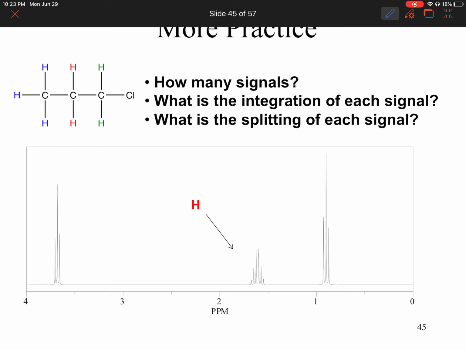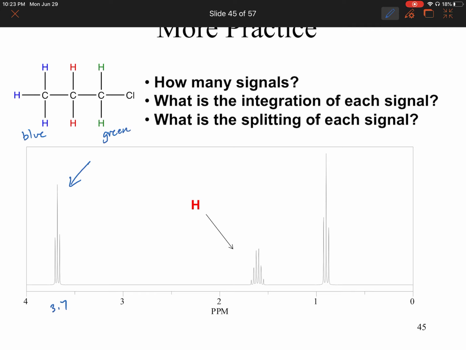We see 2 triplets and we see a sextet. The question is, which color is this triplet over here, right? What color is that one going to be? Is that going to be the green hydrogen, which is right here? Or is it going to be the blue hydrogen, which is over here? Which one is going to be the one that's at 3.7? Go ahead and click your answer.